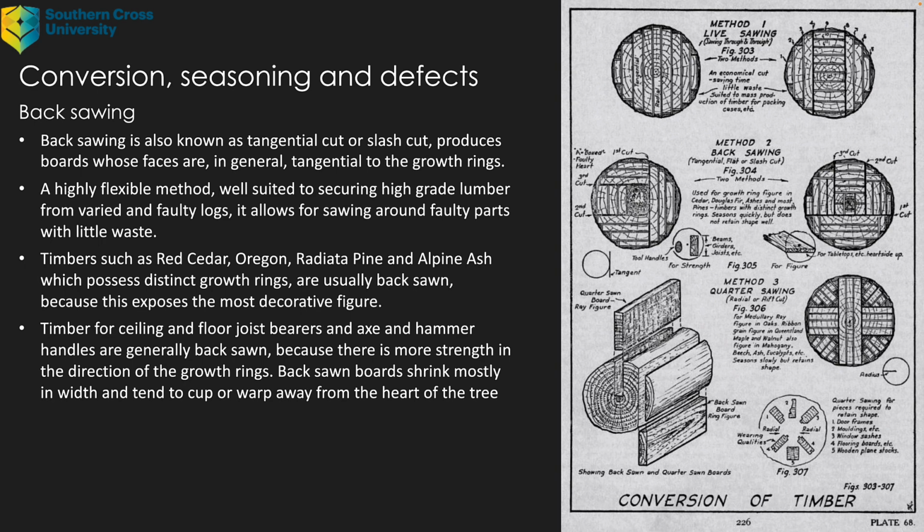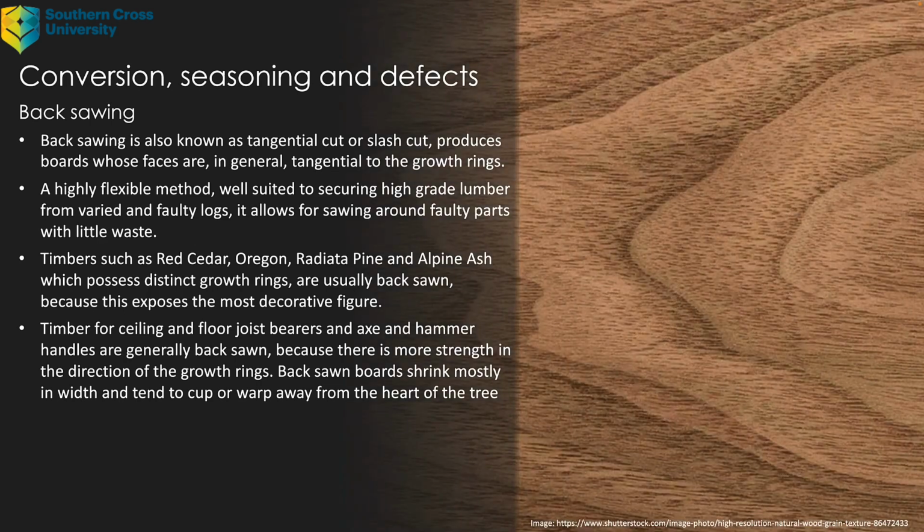Timbers such as red cedar, Oregon, radiata pine, and alpine ash, which possess distinct growth rings, are usually back sawn because this exposes the most decorative grain in the timber. Timber for ceiling and floor joist bearers and axe and hammer handles are generally back sawn because there is more strength in the direction of the growth rings. Back sawn boards shrink mostly in width and tend to cup or warp away from the heart of the tree. And we've talked about that in timber movement. And you'll see here with the change of image, that's the kind of grain feature that you'll get from back sawn boards. This is American walnut.